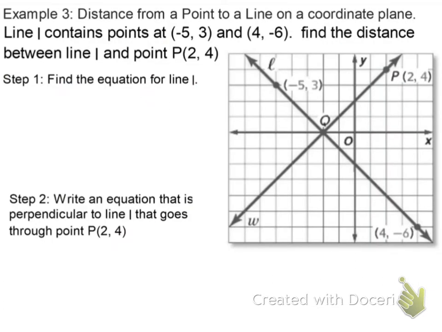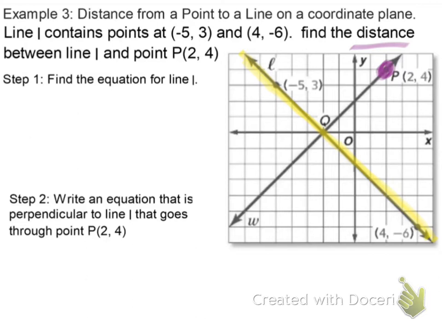Okay, so here's our first real example. This says line L contains points at -5, 3, and 4, -6. So this is line L that I'm highlighting in yellow. Find the distance between that line and point P. So find where point P is. We want to find the distance. Now keep in mind what we just said distance meant. Distance meant that perpendicular line. These lines look perpendicular to me, but we do not know for sure.